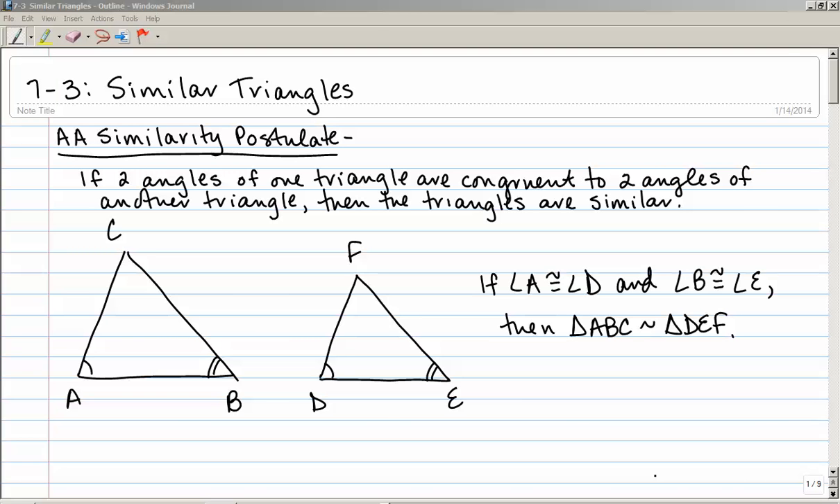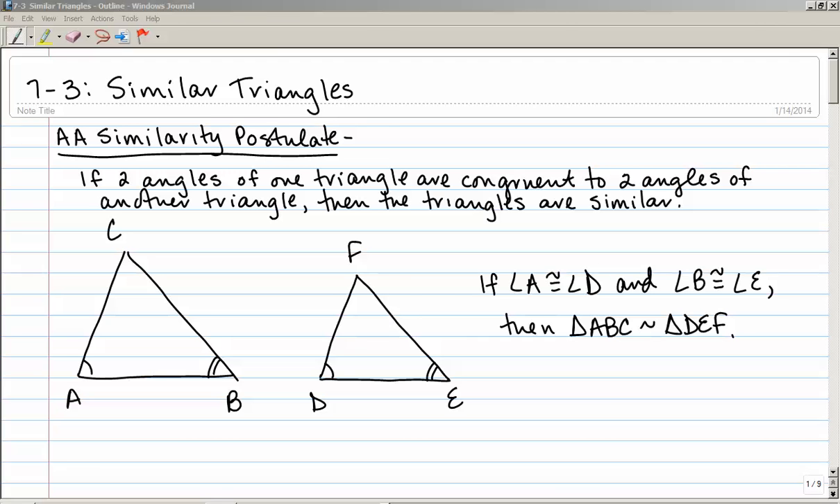Section 7.3 is on similar triangles. Now the cool thing about triangles and showing that two triangles are similar to each other is that you don't have to go through all of the steps that we did to show that two polygons are similar to each other. We don't have to show that all the angles are congruent and all the sides are proportional. We actually have some theorems and postulates that can kind of give us a shortcut to that.